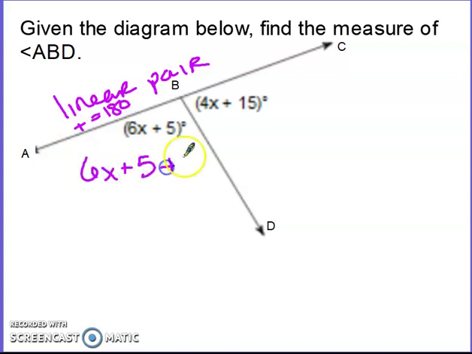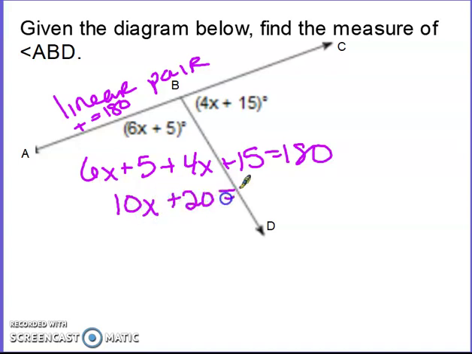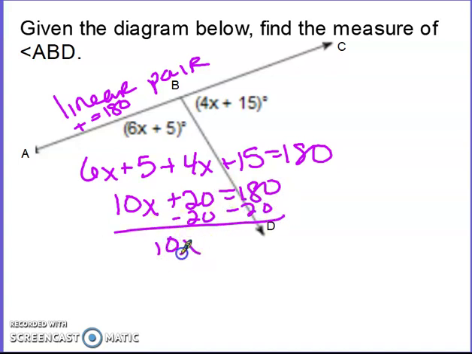So I'm going to take 6x plus 5 plus 4x plus 15 equals 180. So 10x plus 20 equals 180. And x is going to equal 16. Now, here's the important thing you need to keep in mind. We need to plug these numbers back in because the original question asks us the measure of ABD.